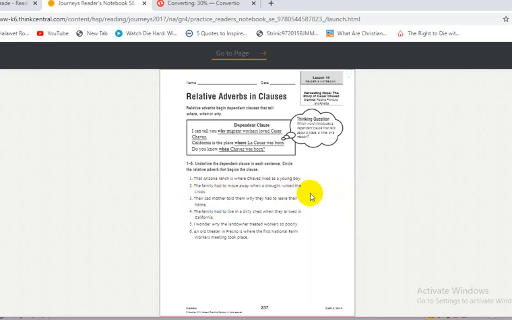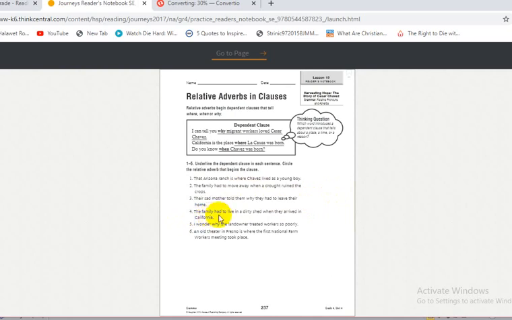Number 3. Their sad mother told them why they had to leave their home. What's our dependent clause? The dependent clause here is why they had to leave their home. Okay? And what's the relative adverb? Why, right? So we're going to circle why, and we're going to underline why they had to leave their home.